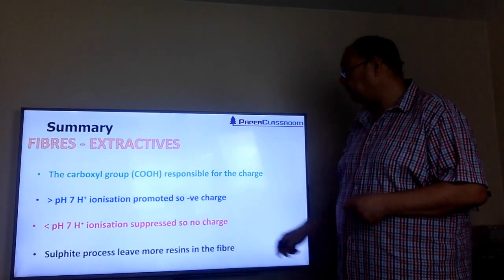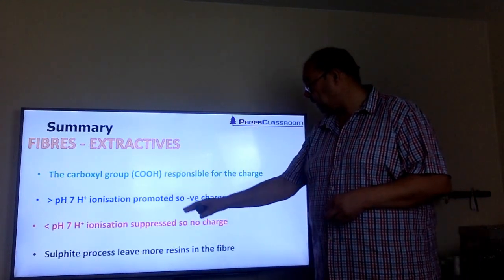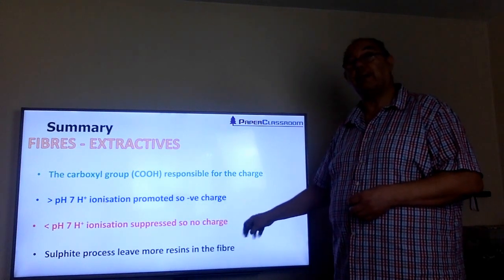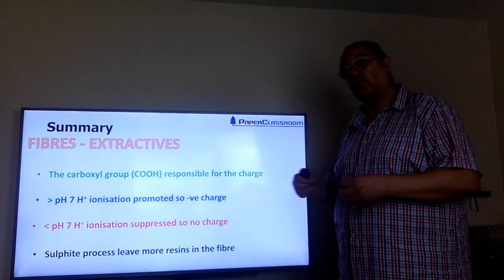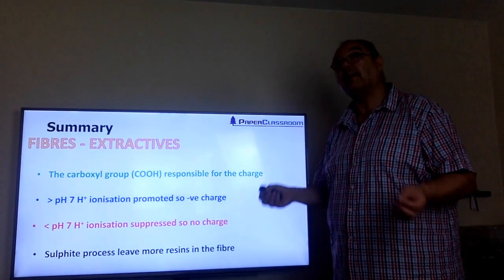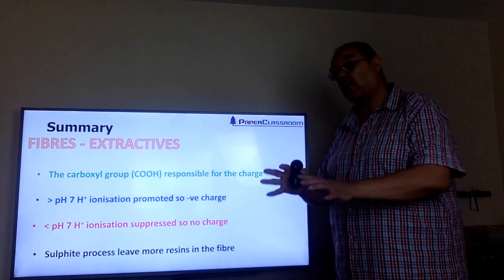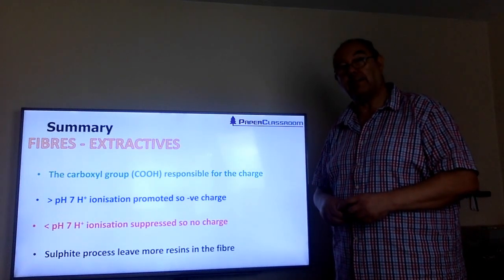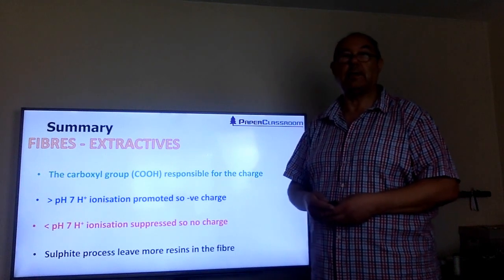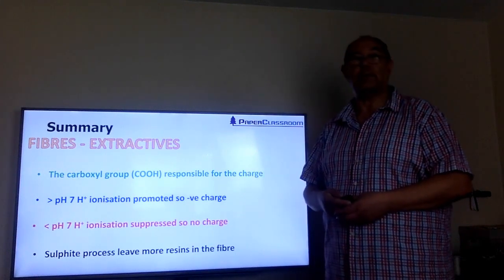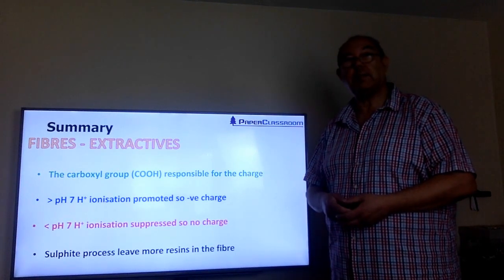And finally, the sulfite process leaves more resin in the fibre than the sulfate process. The sulfate process will dissolve them out. The sulfite process will encourage them to stay embedded in the fibre to come out at a later date, probably in your process.